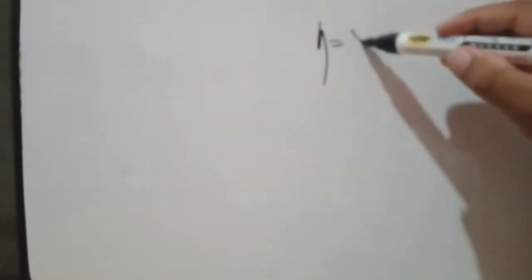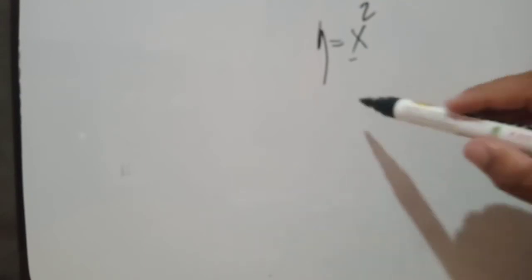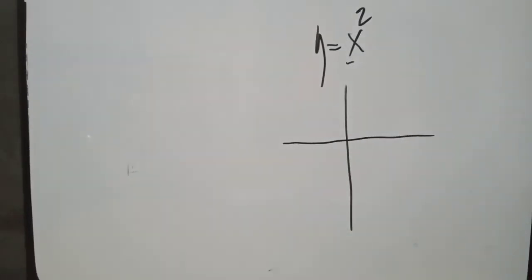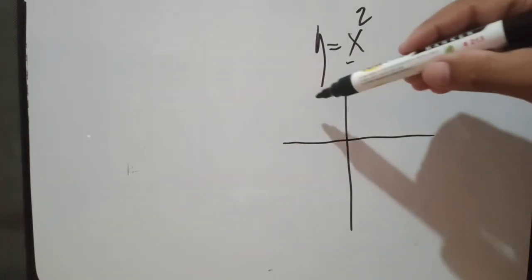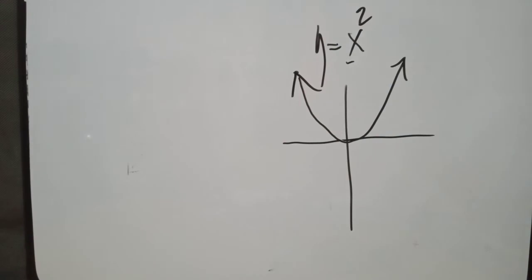What if y is equal to x raised to the power of 2? As we all know, the leading term is positive, or greater than 0, and the exponent is an even number. So therefore, if this is the graph, the behavior of the line must be like this. Okay? So madali lang siya.